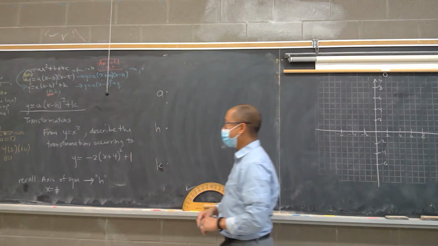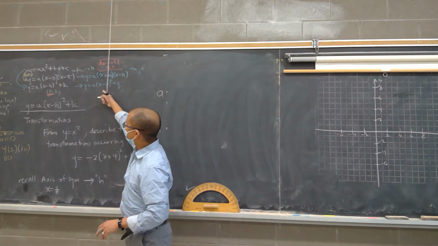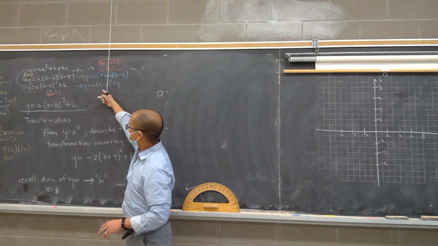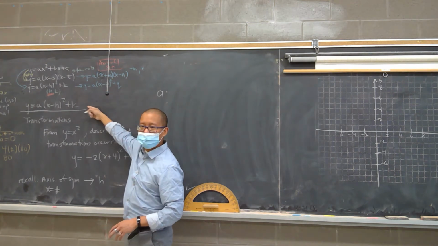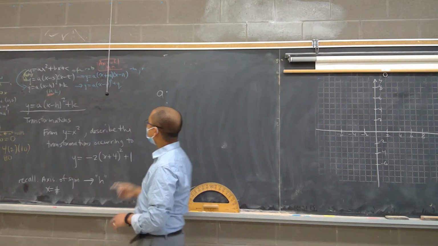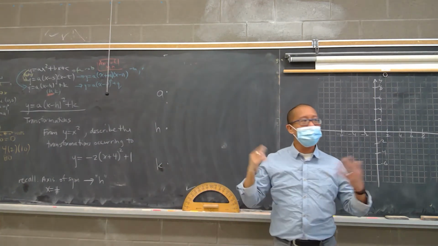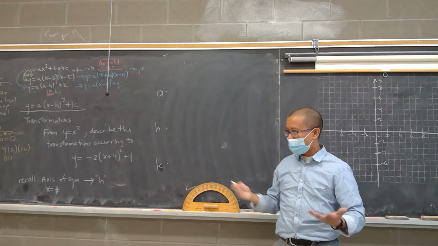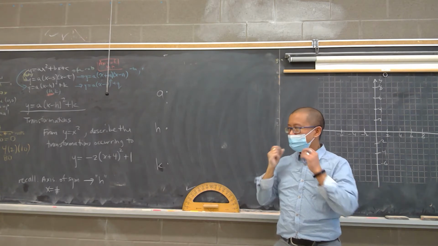Now, although the handout talks about y equals a times x minus p squared plus q, I'm going to go how it was taught to you in grade 10. And I'm going to talk about what a, h, and k in the context of transformations or graphing means. So hopefully this makes a little sense to some of you.